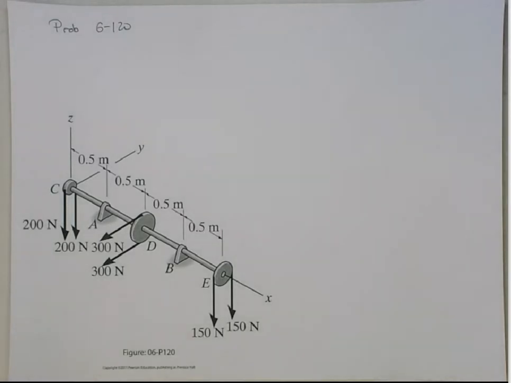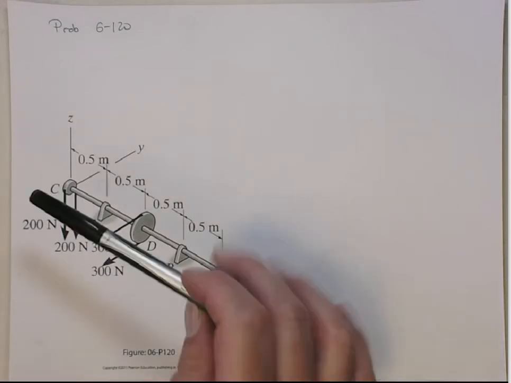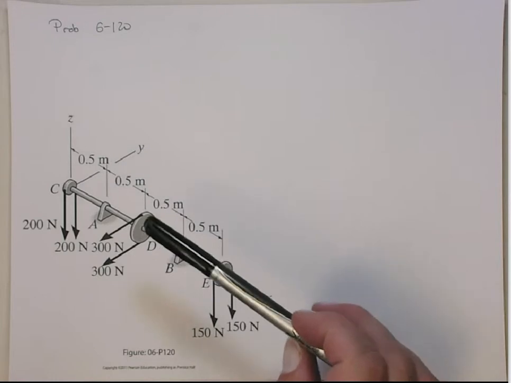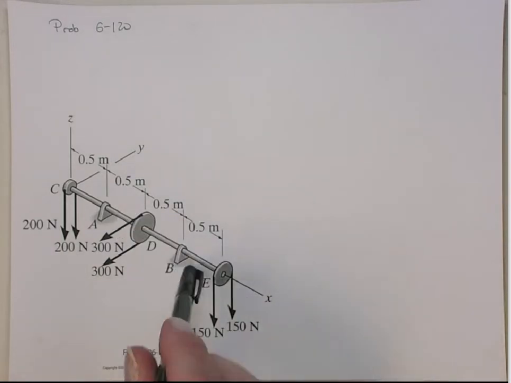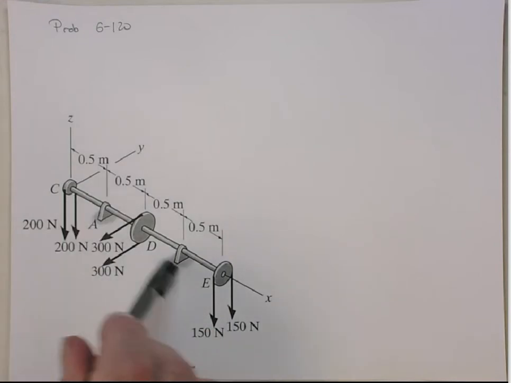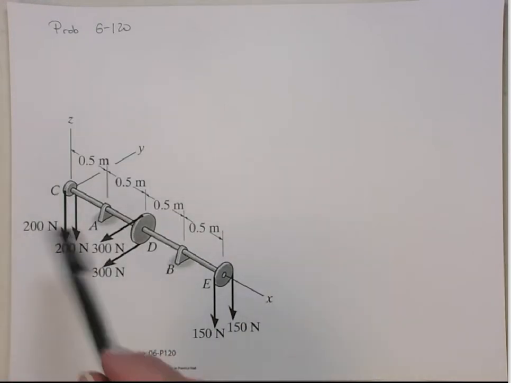Okay, this is problem 6-120 in Hibbeler. This is not really an unsymmetric bending problem, but it is a bending where we have bending in two planes, since what we have here is a shaft that holds three pulleys and is supported at two bearing points, A and B. All right, the whole shaft is allowed to rotate.